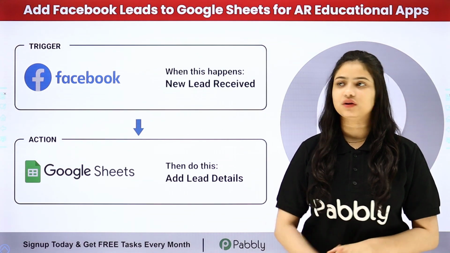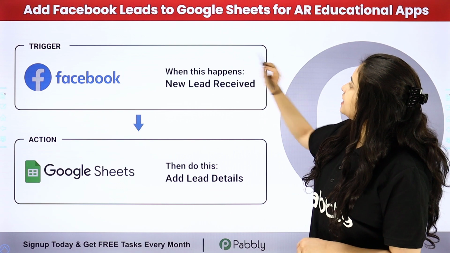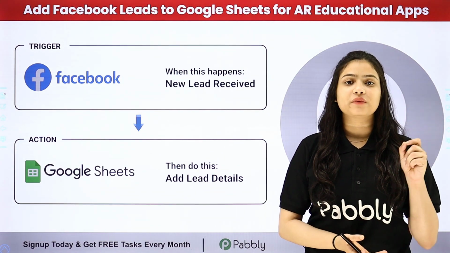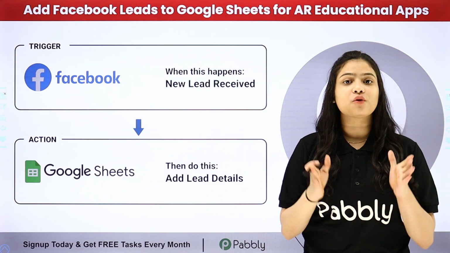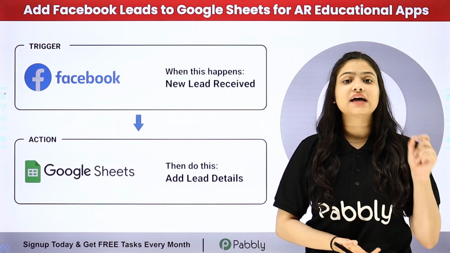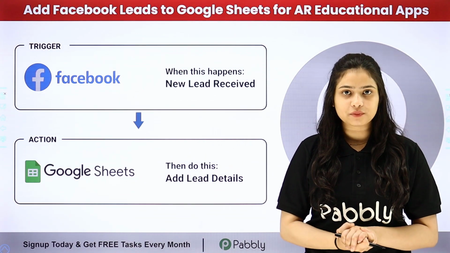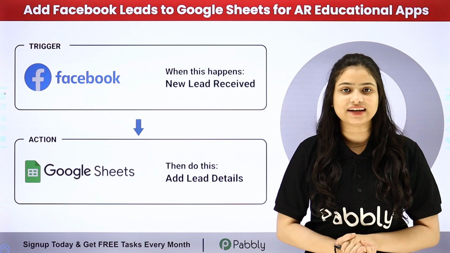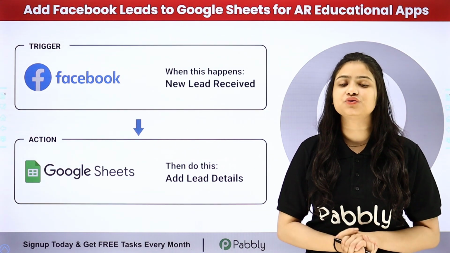In this video, we are going to learn how to add Facebook leads to Google Sheets for AR educational apps. So I have a business of augmented reality educational apps, and I'm also running an ad campaign for my business on my Facebook page. And now I want that as soon as a new lead is generated for my business through Facebook lead ads, automatically the details of that same lead should be added in my Google Sheet so that I will be able to create a record.